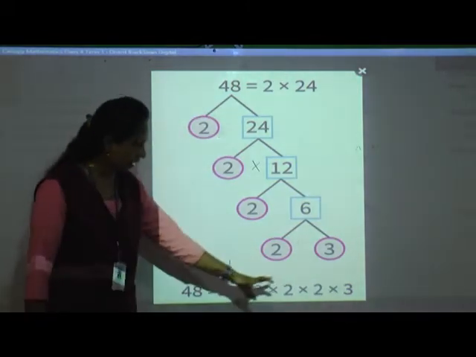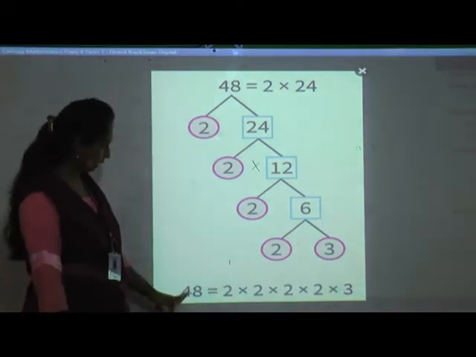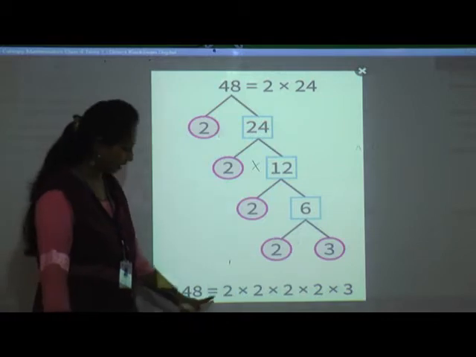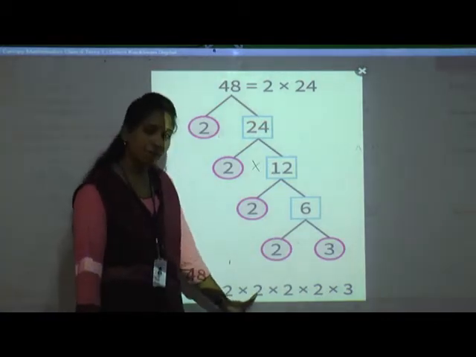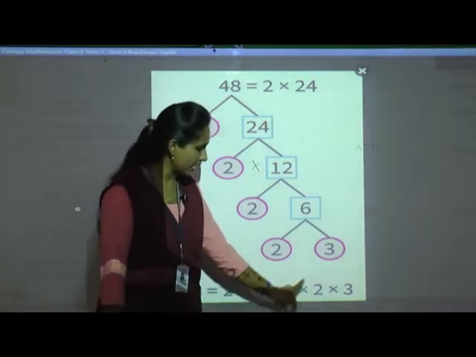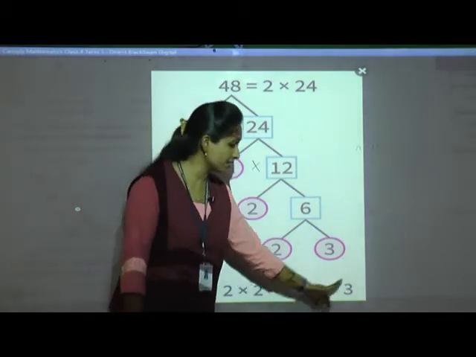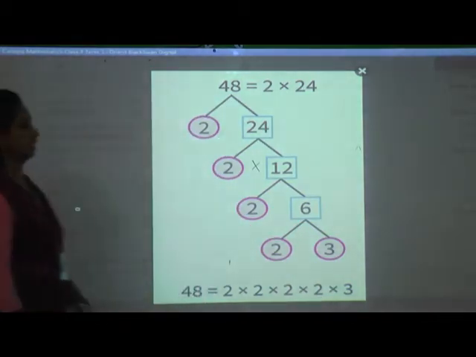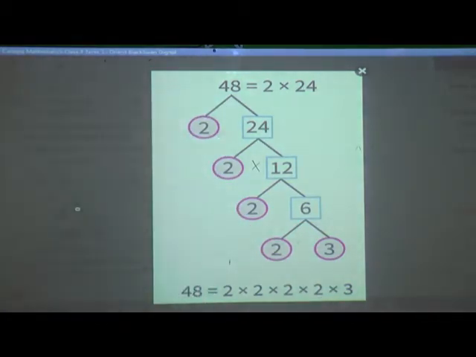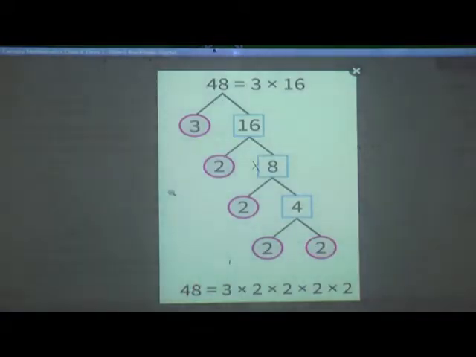Now when you multiply all these prime numbers you get the product. That is, 2 2s are 4, 4 2s are 8, 8 2s are 16, 16 3s are 48. Are you getting it? Yes. I'll explain again with another number, now you will understand.